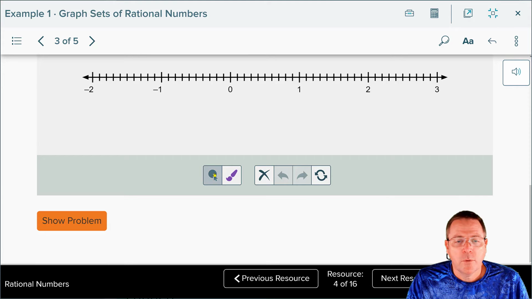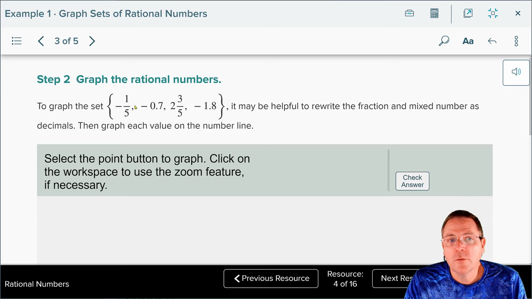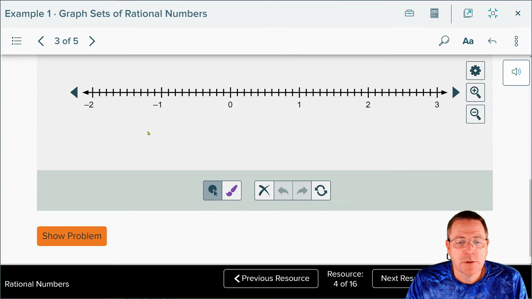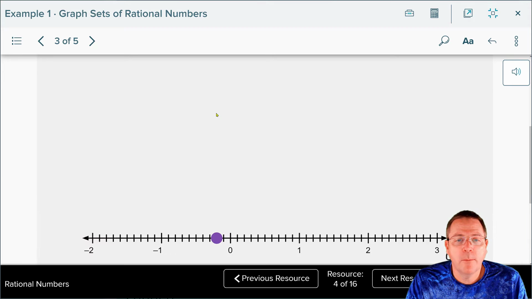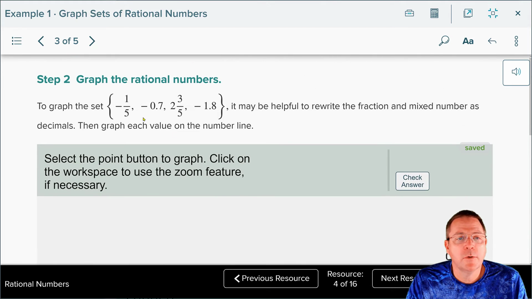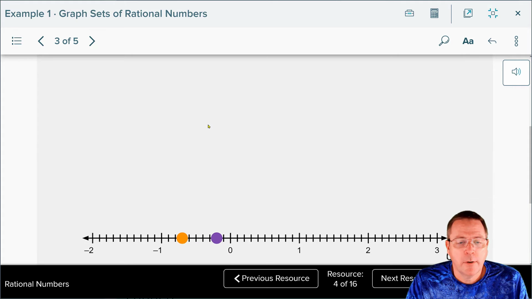We're going to start with our negative 1/5. Negative 1/5 is also the same as saying negative 0.2, also known as negative 2/10. So we're going to come down here. We've got 0, we've got 1. These are broken down into tenths, so it's going to go right there at negative 2/10. Negative 7/10, well, that one we're going to change a color to. It's going to be right there.